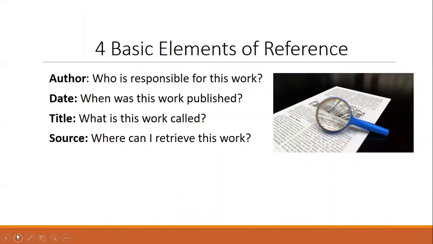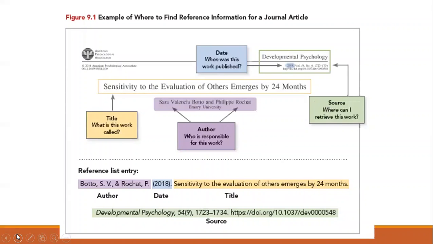Now let's talk more specifically about how to cite each source. First of all, there are 4 basic elements of a source: the author, the date of publication, the title, and where the source can be retrieved. Here's a journal article broken down into these 4 components: the author, highlighted in purple, the date, highlighted in blue, the title of the article, highlighted in yellow, and finally highlighted in green is where the source is found, in this case, the journal name, volume, issue, page numbers, and the URL where it's found on the web.